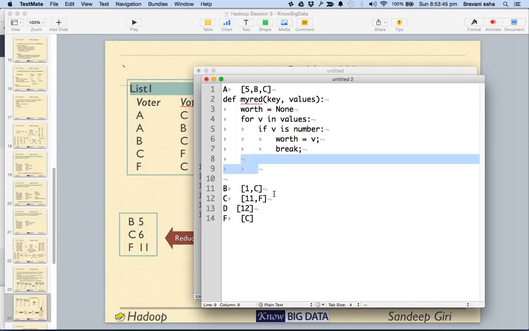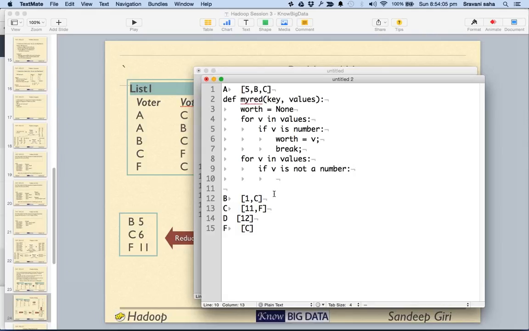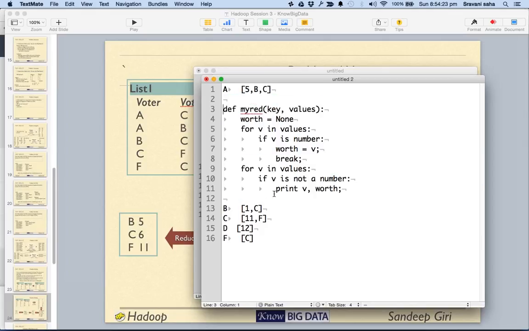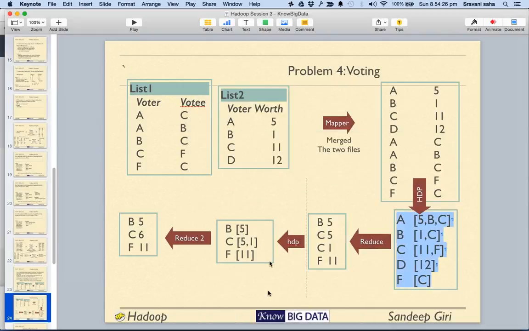And then once you're done with that, you have to iterate over values again. Okay, and say if v is not a number, I'm writing a very simple code, then print v comma worth. Okay, that's what it is doing. So for 5 and b, it'll become b5 c5 and so on.